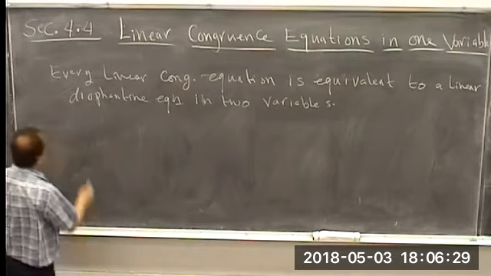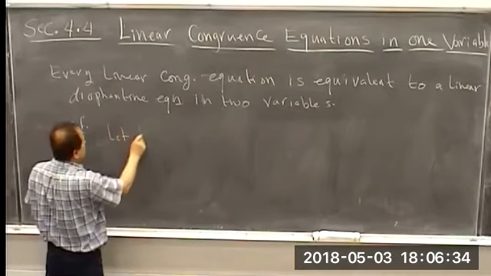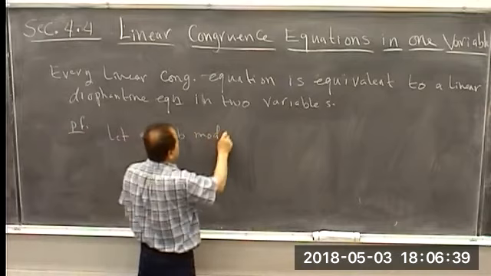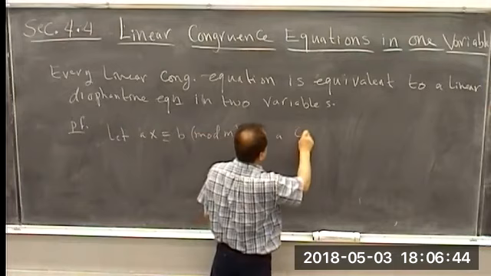Okay, here's the proof. So let ax congruent to b mod m be the congruence equation.